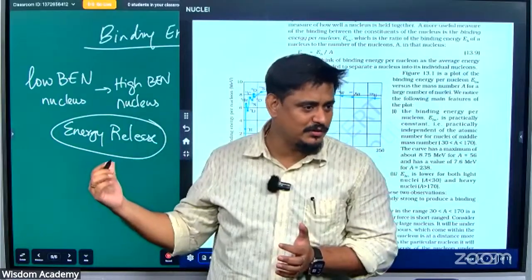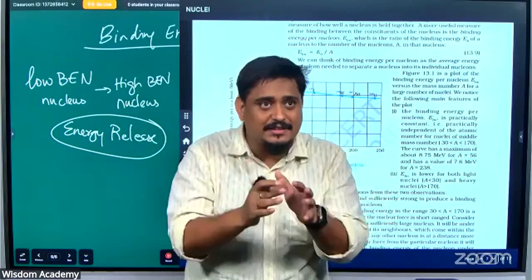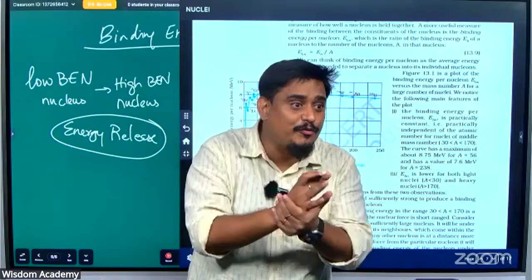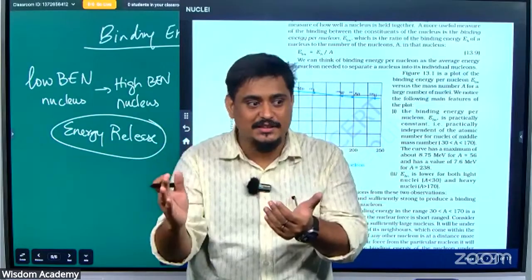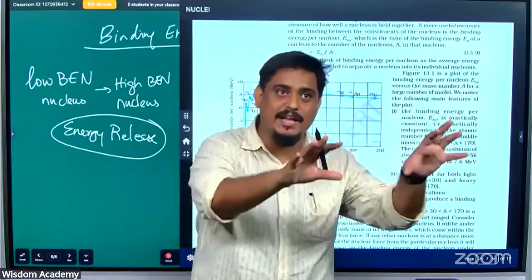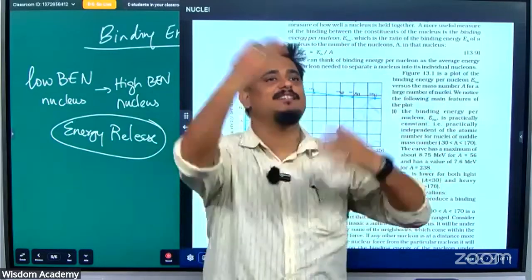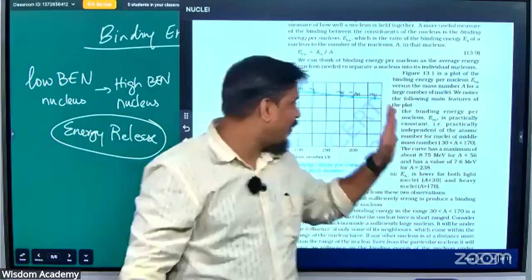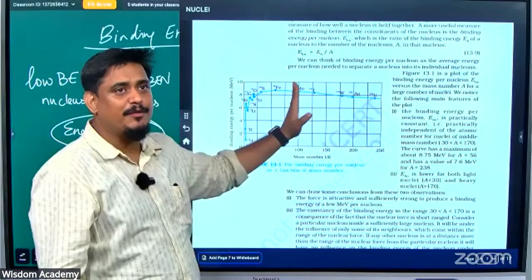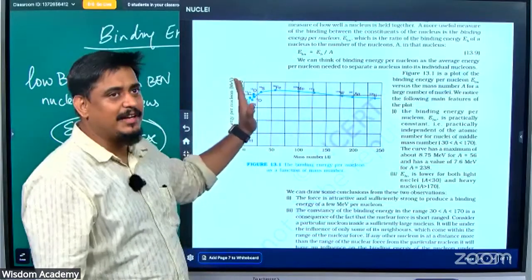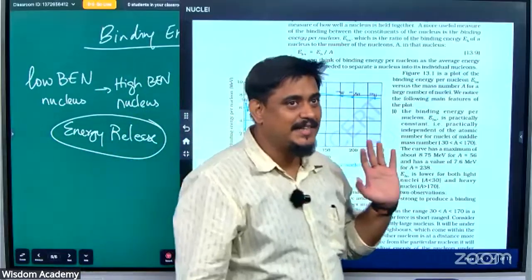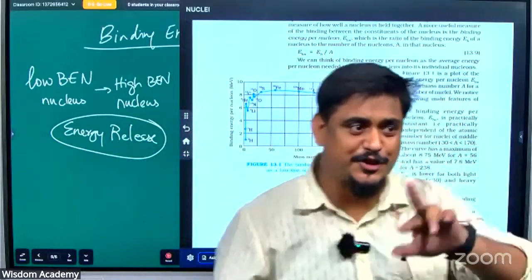I told you before sometime. Fission is breaking off a low BEN nucleus into mid-sized nuclei which are having high BEN. Once again, low BEN to high BEN, energy will be released. So from here to here, if you are going, it will be fission. From here to here, if you are coming, it will be fusion. Is it clear to you what is the difference between fission and fusion?